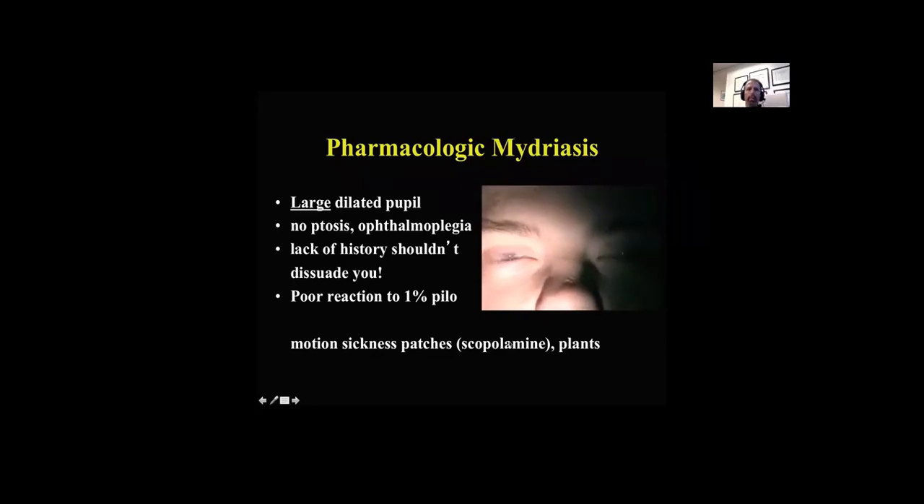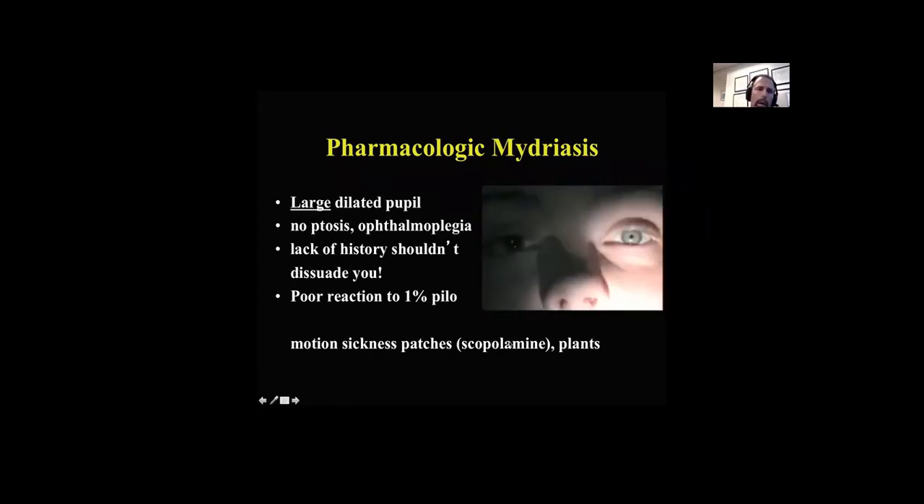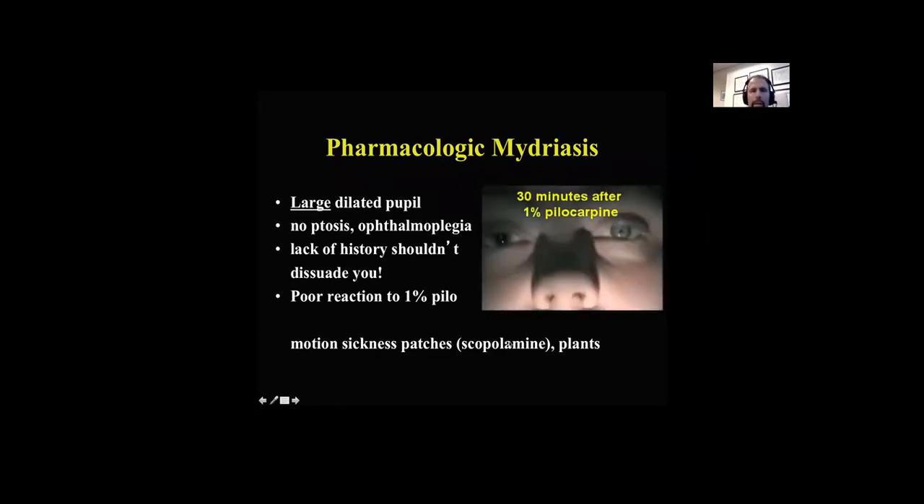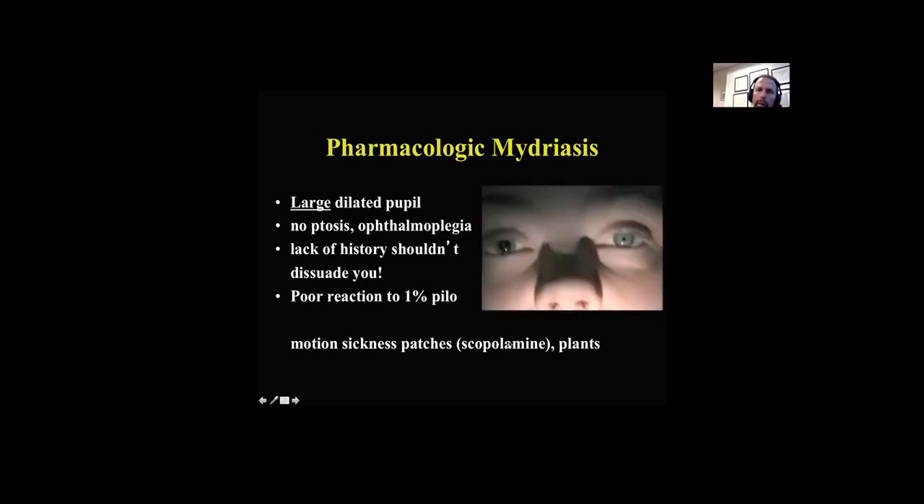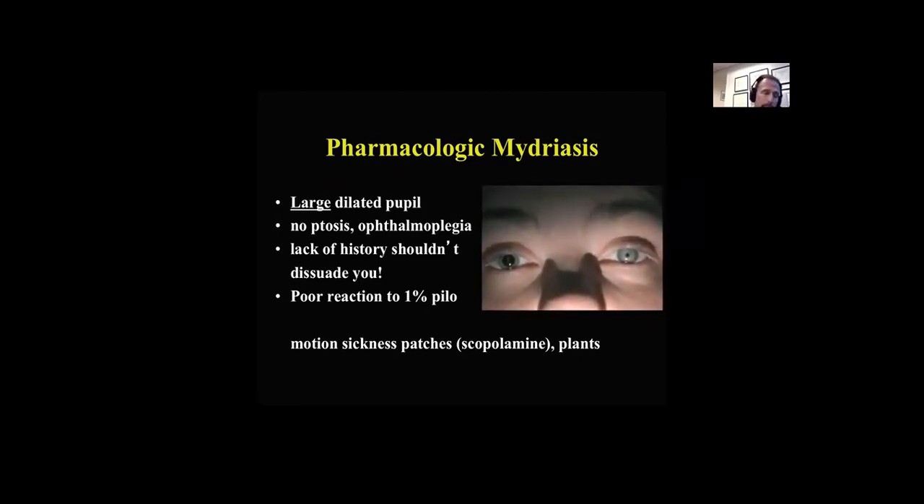Now, let's say that right pupil was a little bit smaller. Let's say that instead of being 7 millimeters, it was 4 millimeters after the pilo. That's still pharmacologic. It's still a pharmacologic blockade. If that pupil were big because it was a third nerve palsy, because it was an Adie's tonic pupil, you put in 1% pilo, and that pupil is going to be as small as the contralateral pupil.